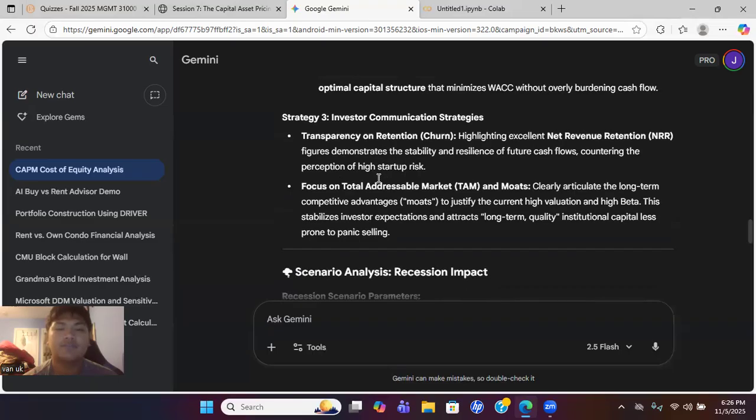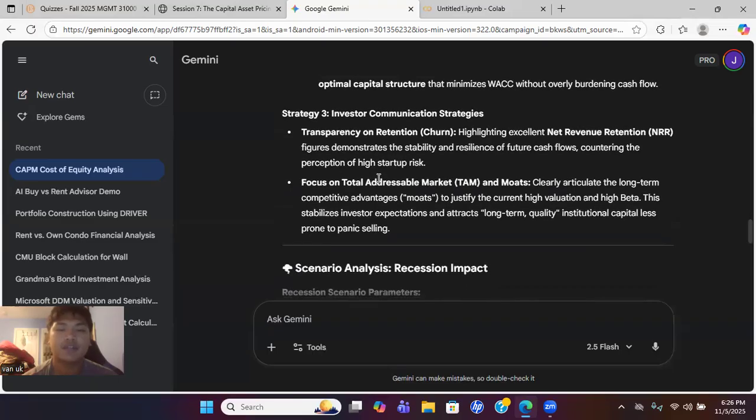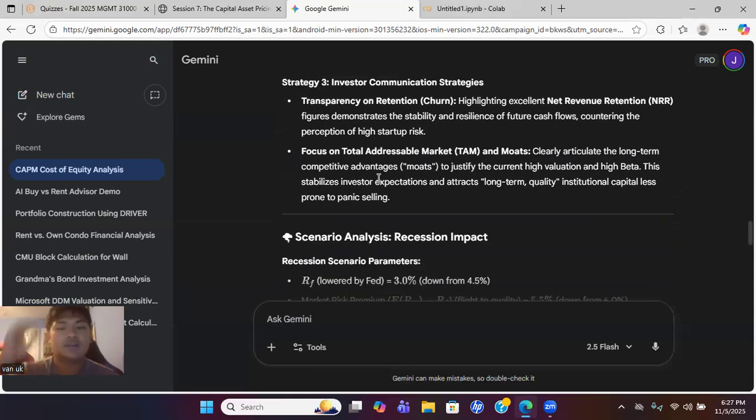And strategy three, investor communication strategies, is transparency on retention, highlighting excellent net revenue retention figures, which demonstrates the stability and resilience of future cash flows, countering the perception of high startup risk, and focus on total addressable market and moats. Clearly articulate the long-term competitive advantages to justify the current high valuation and high beta.